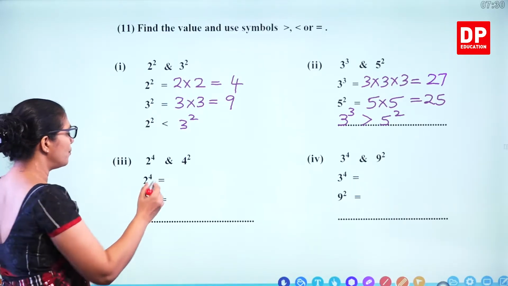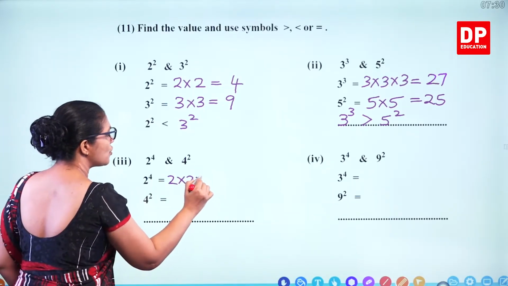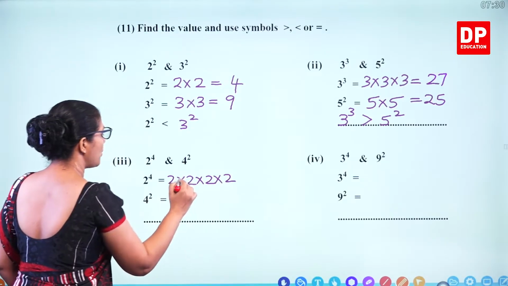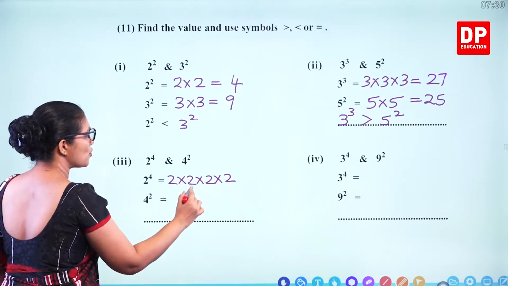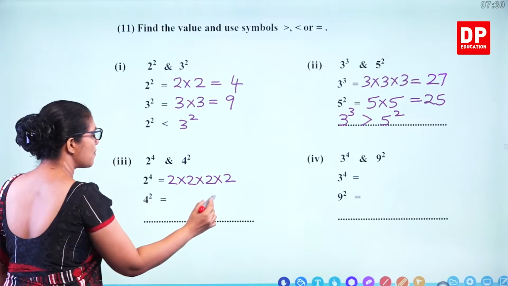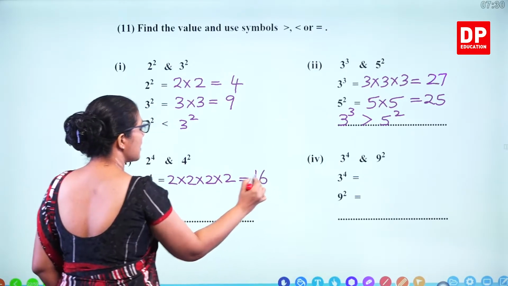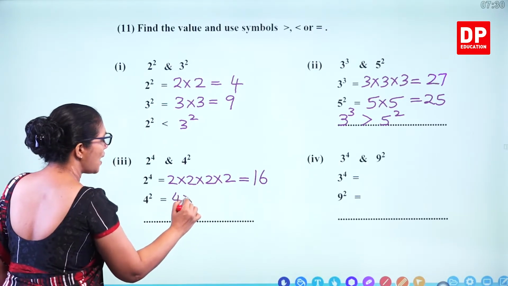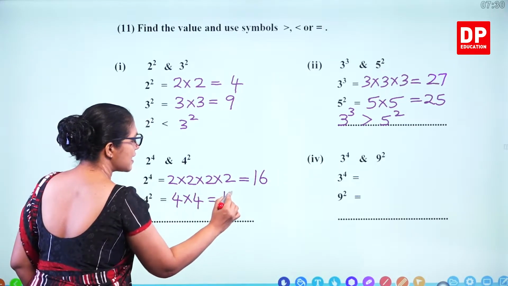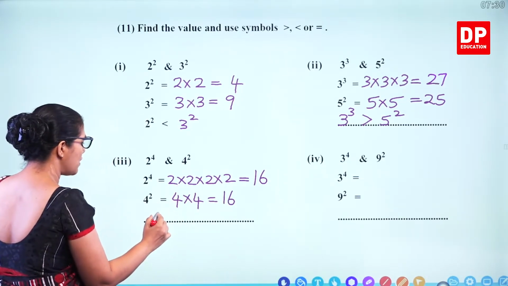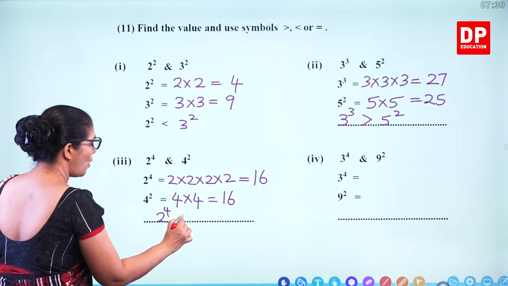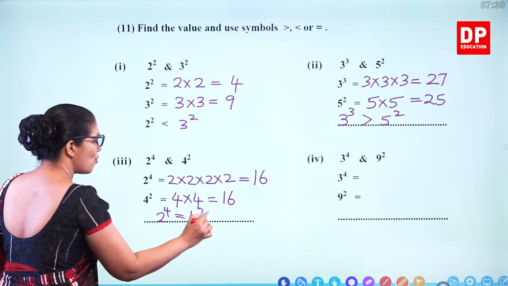2 to the power 4, 2 into 2 into 2 into 2. You get 2 times 2, 4, 4 times 2, 8, 8 times 2, 16. 4 squared means 4 times 4. That's also 16. So what can you say about this one? 2 to the power 4 is equal to 4 squared.